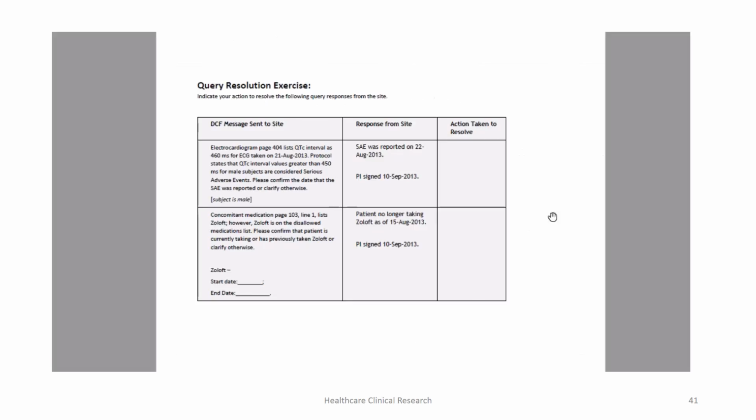You'll find this page on Moodle for this week. You'll be able to print those out. It's probably about 3 pages, and then you'll see the messages there along with the site's response. And then in the third column, just indicate what action should be taken in order to resolve it.